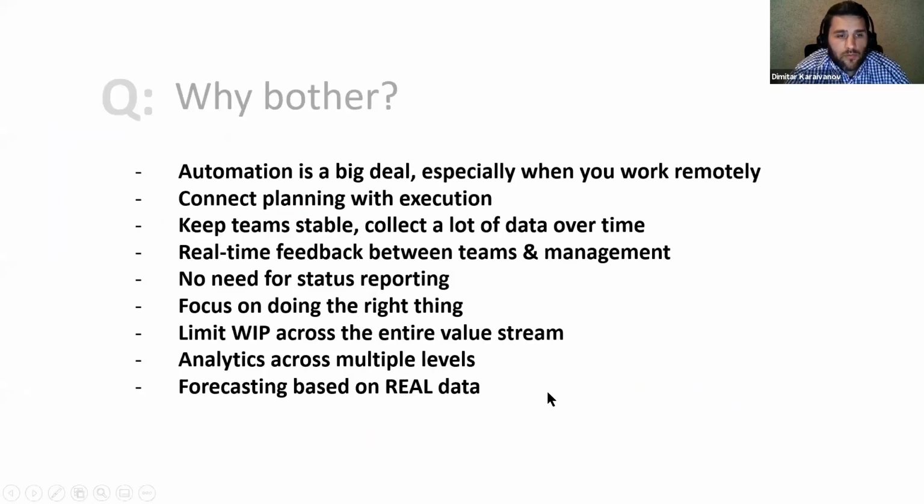I want to close with the question, why bother? Why should you even care about those things? Well, first of all, I think automation is a big deal, especially when you work remotely. Because right now we can't just gather around the whiteboard or in a meeting and discuss status and discuss where things are. We need somebody to hold our hand, or something to hold our hand, to make things explicit.